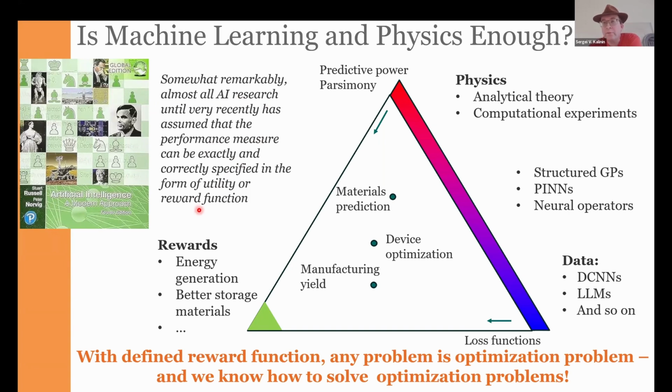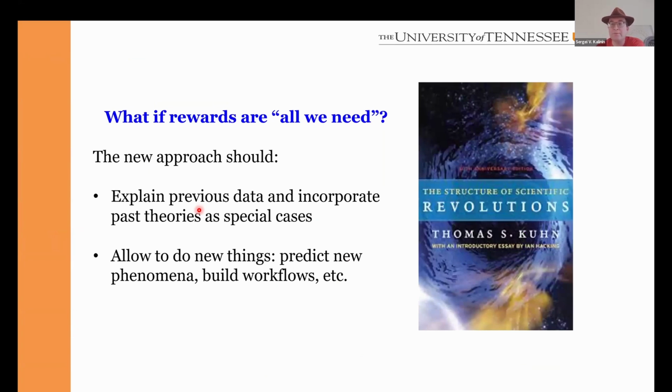But the point I'm trying to make is that if you try to apply machine learning in domain areas, most of the time, these reward functions are not known. And in fact, if they were known, then pretty much all problems would become optimization problems, and we know how to solve optimization problems reasonably well.